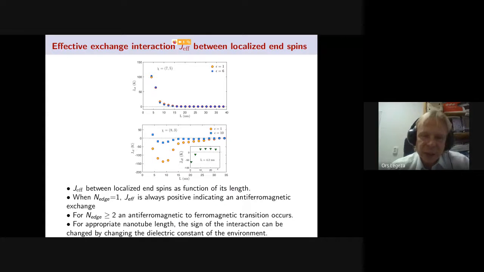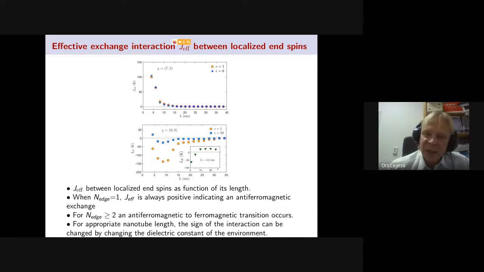And if you do all these things, then you can show, for example, that the couplings between the two end spins are dependent on the length of the nanotube. So you can make from an antiferromagnetic to a ferromagnetic transition, also changing the dielectric constants. You can tune this, so it might be important for applications in quantum information technology and so on.